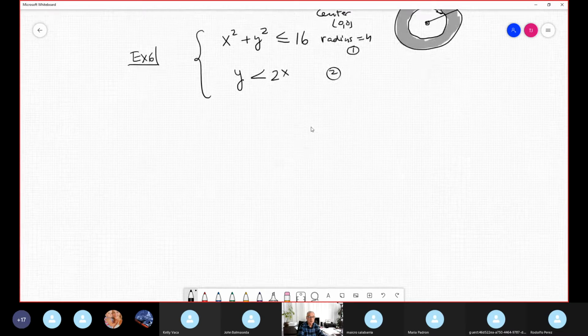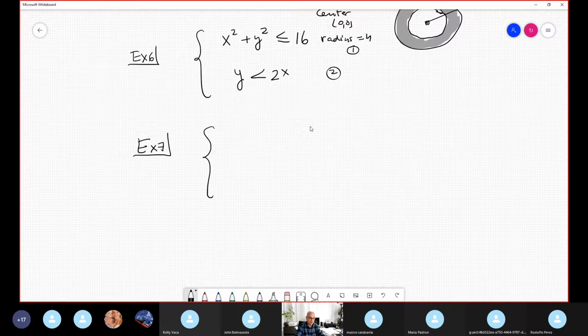Example number 7 is another circle, x squared plus y squared less than or equal to 1, which is the inside of the circle with the radius 1 in this case. And the center is the same, 0,0.